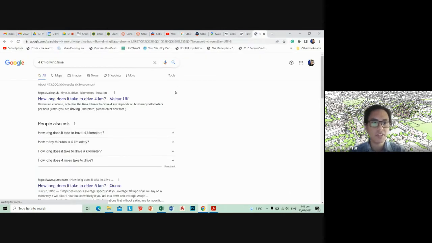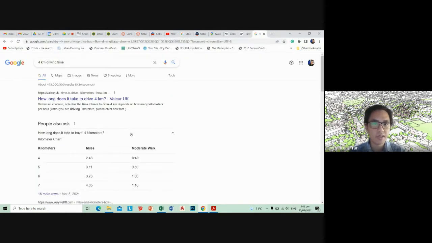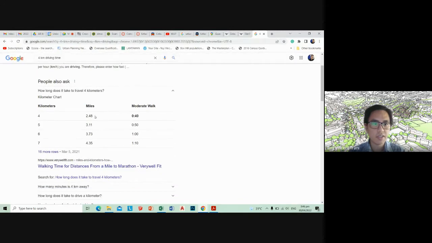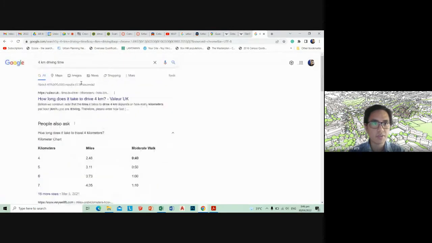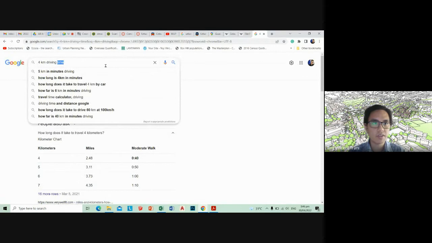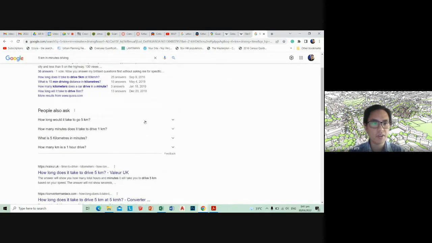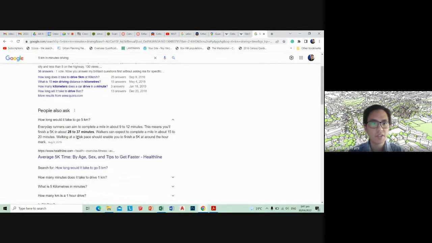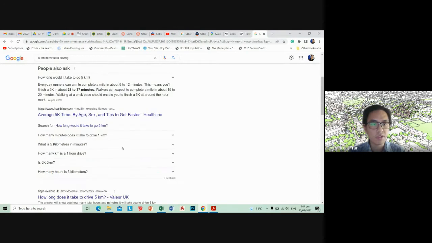So 4 kilometers is about, let's see, distance, travel time. In minutes, let's say 5 kilometers in minutes driving. How long will it take to go 5 kilometers? Running mo na siya.